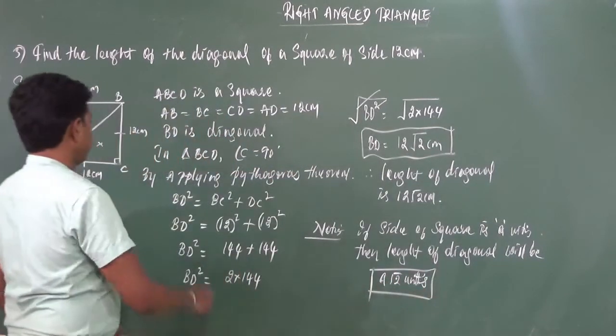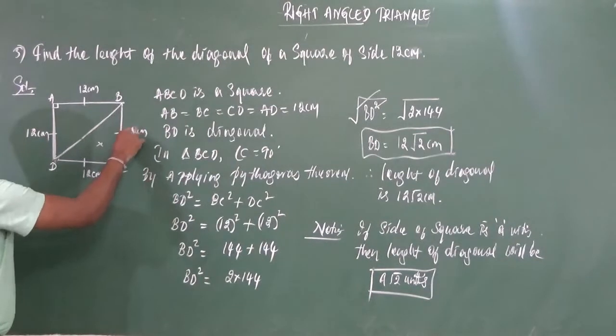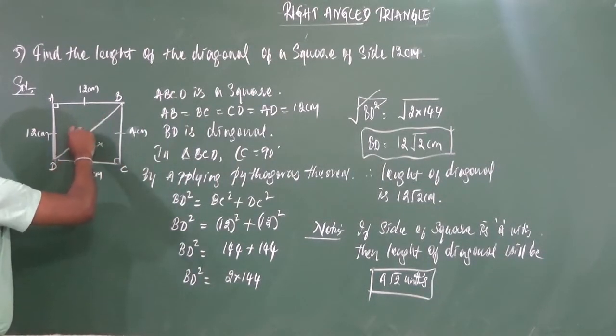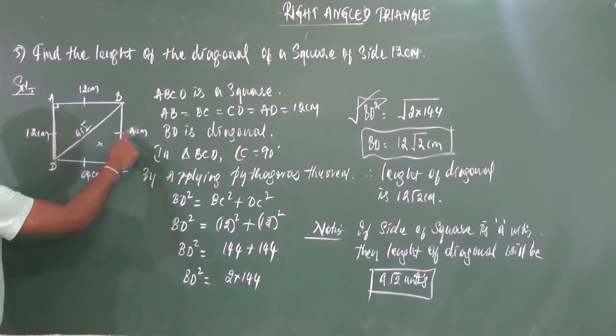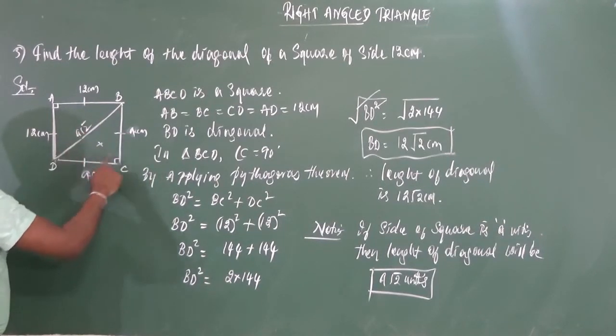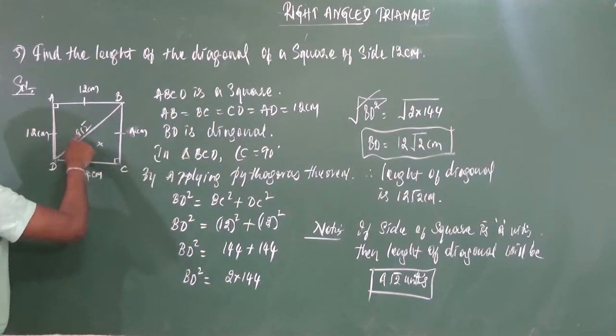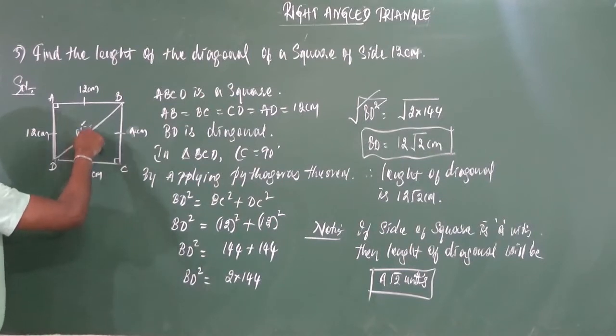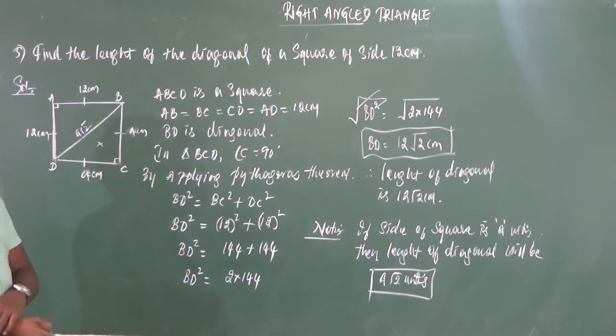For example, if instead of 12 it was A, then the length of the diagonal would be A root 2 units. If it was B centimeters, then it will be B root 2 centimeters. If it is 5 centimeter and 5 centimeter, then it is 5 root 2 centimeters. If it is 10 centimeter and 10 centimeter, this would be 10 root 2 centimeters.